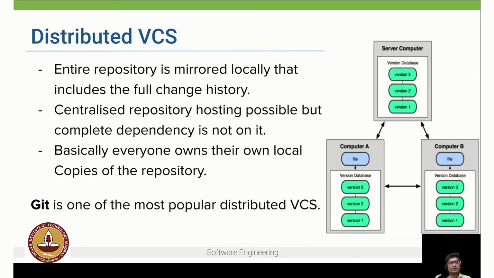The second type is distributed version control systems, which are more popular nowadays. In this, the entire repository is mirrored locally. That includes the full change history. A centralized repository hosting service could be involved, but the complete dependency is not on that. Basically, everyone owns their own local copies of the repository.